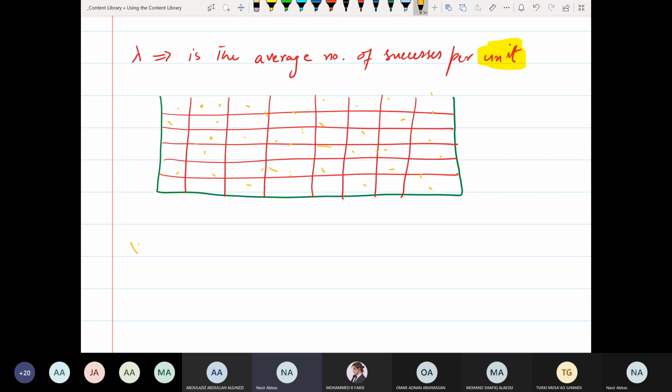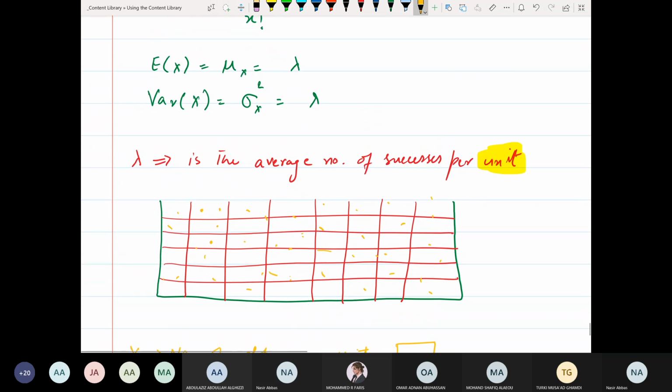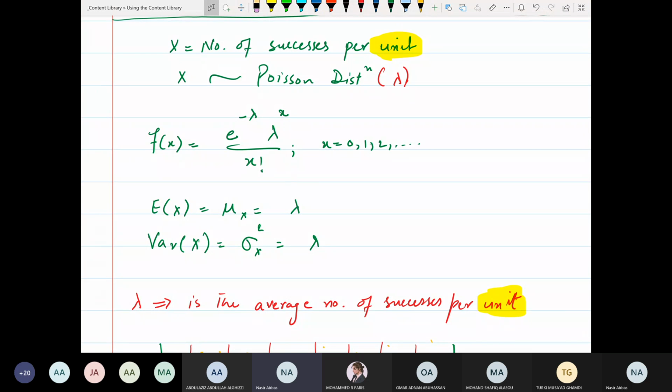X will be the number of dots per unit, and the unit is this box, every box, and there are infinite boxes in your population. So in the population, this event is happening many times, but in a specific box, it will happen how many times? Maybe 0 times, maybe 1 time, maybe 2 times, 3 times, 4 times, and up to what? We don't know. You may have 10 dots, may have 11 dots with no upper limit.